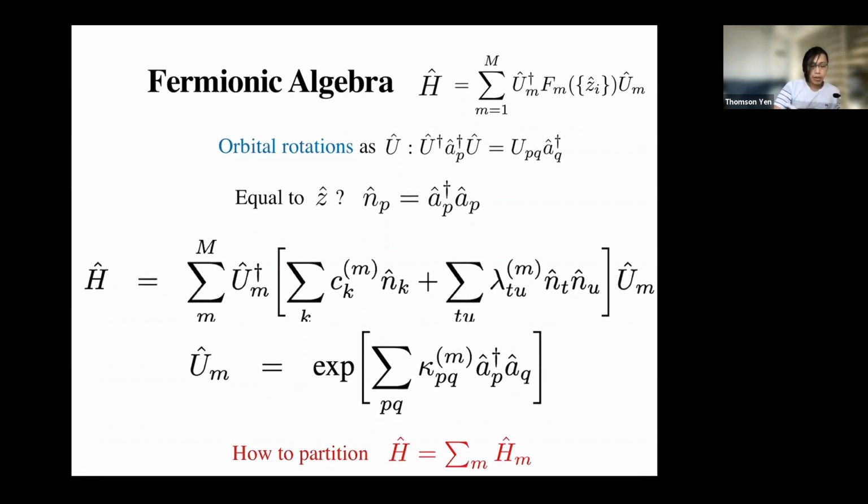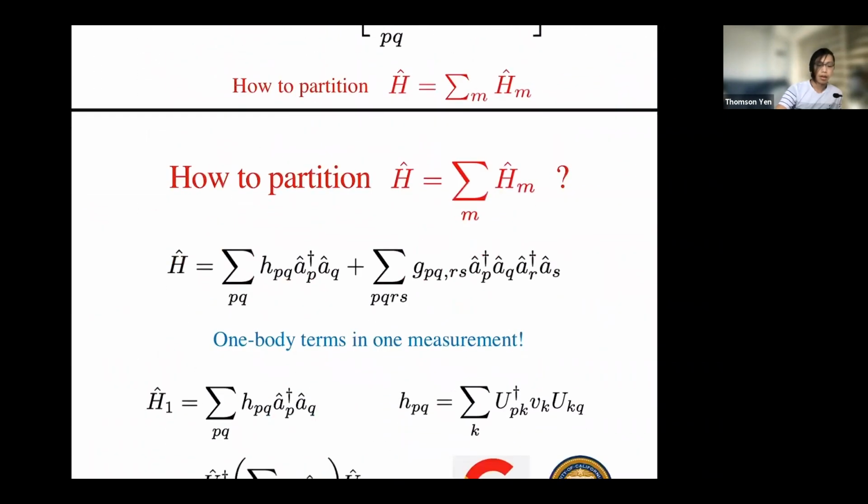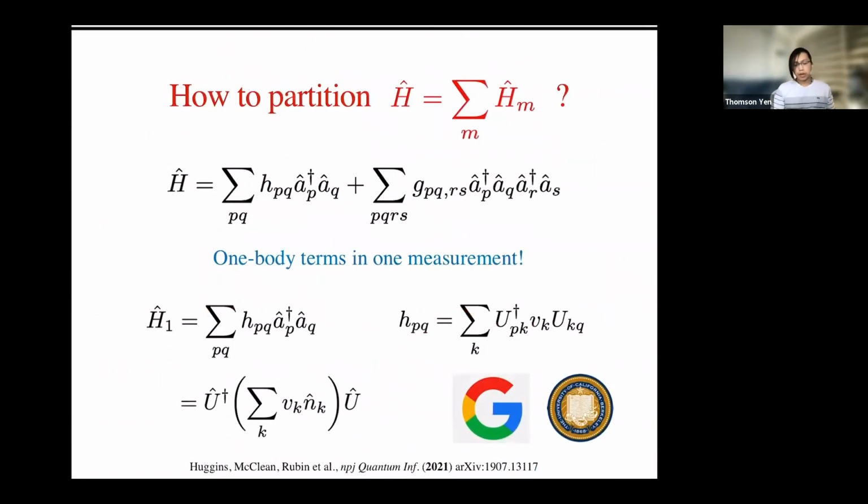So putting all of the puzzle pieces together, we have the following decomposition for the Hamiltonian. You have just number operators at the center, and on the outside, you have orbital rotations. And you could write them in terms of the creation and annihilation operators. So this defines the type of decomposition we want to have. We still need to figure out how to do a decomposition given the Hamiltonian. So I'll start by introducing an approach developed by the Google and Berkeley team.